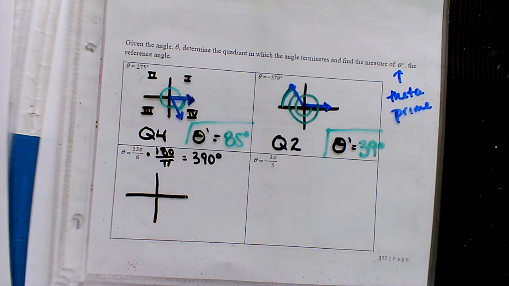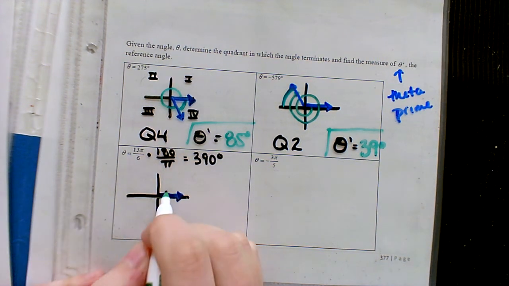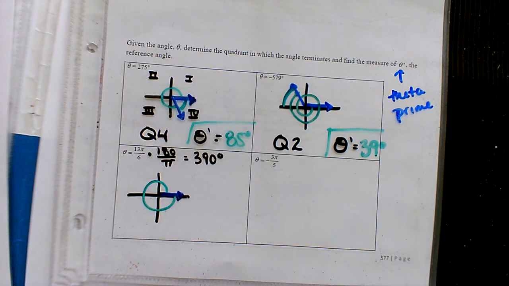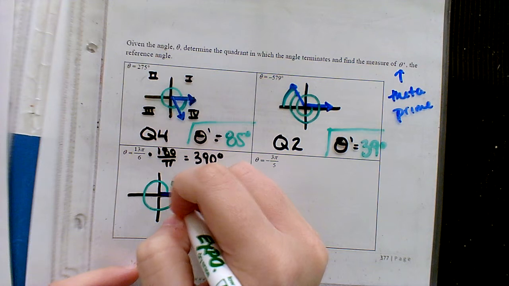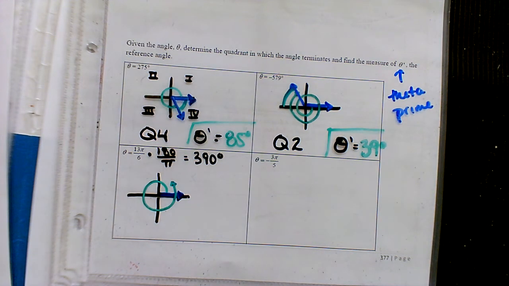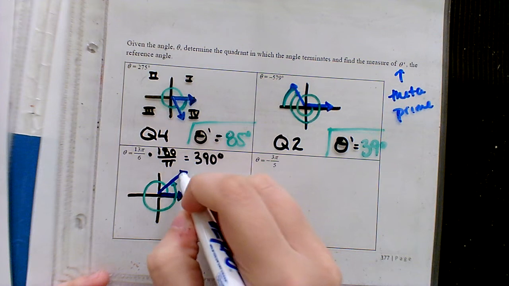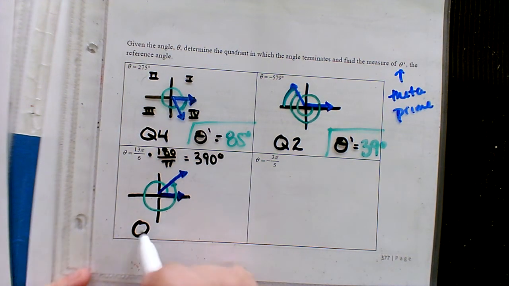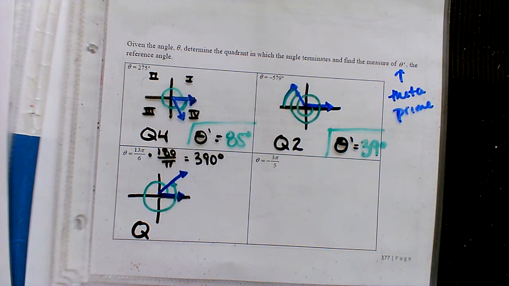There's our coordinate. We'll draw the initial side. Arrow of rotation, we're doing more than a circle, and it's positive. So a full circle is 360. We would have to go an extra 30 in order to get to 390. So we'll draw in the terminal side. Which quadrant do we land in? Good, Marie? The first one?